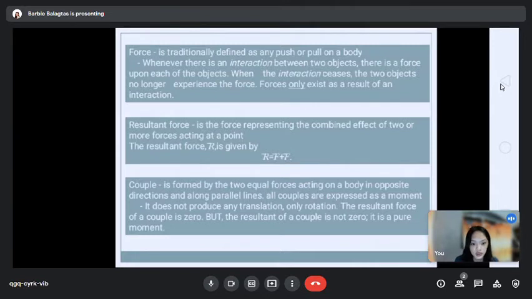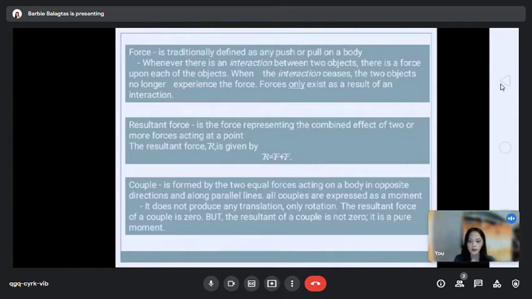Next is the resultant force. It is the force representing the combined effect of two or more forces acting as one. So it's the combined forces, and the resultant force, which is the R, is given by R equals F1 plus F2, which means that it's two combined forces, the F1 and the F2.